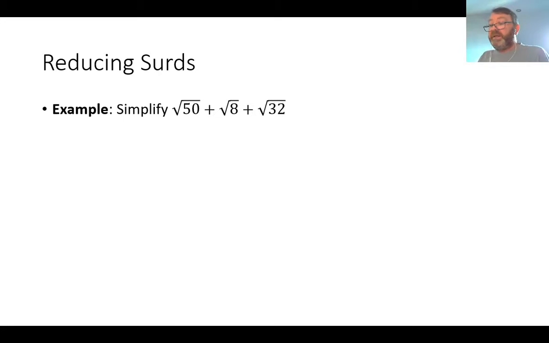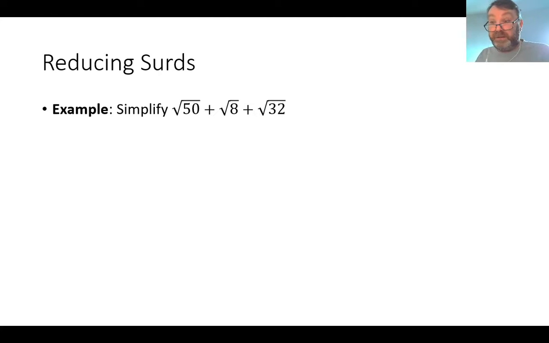So here's an example. Simplify the following: root 50 plus root 8 plus root 32. Now look, an awful lot of algebraic rules that exist for x's and y's also exist for surds. The first one is of the surdal family root 50, then root 8, root 32. The numbers underneath the root signs don't match, so I can't add them as they are.